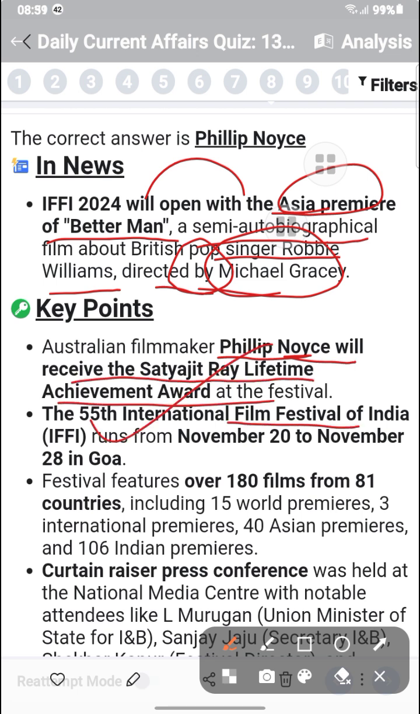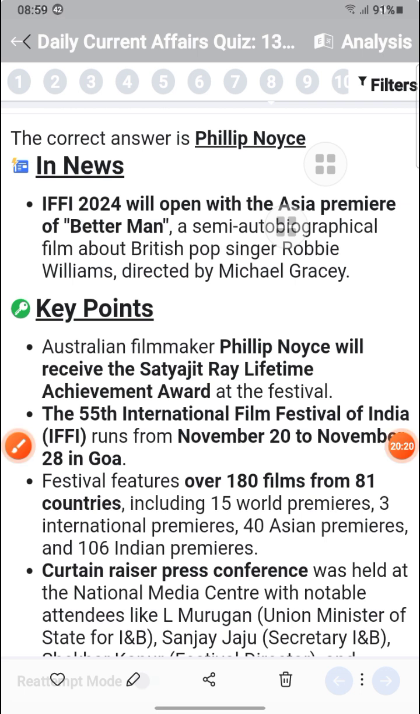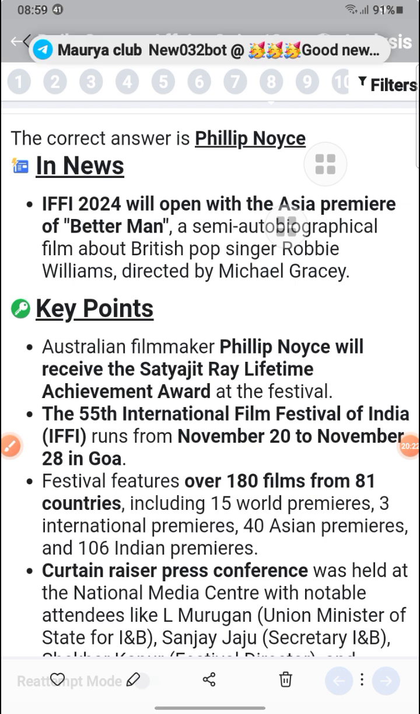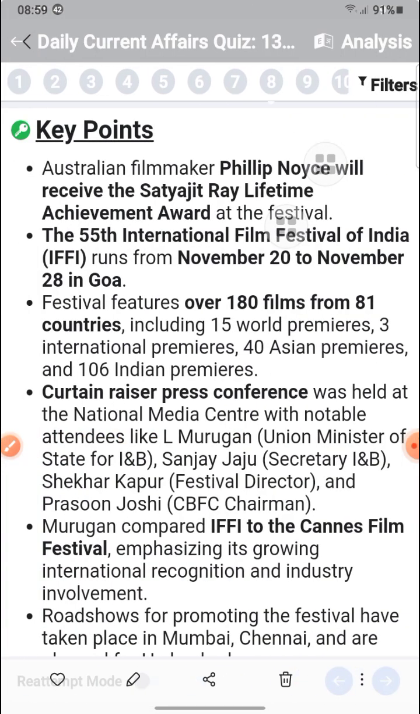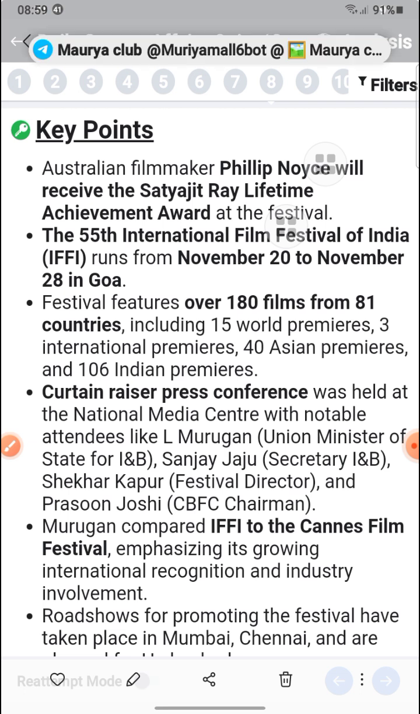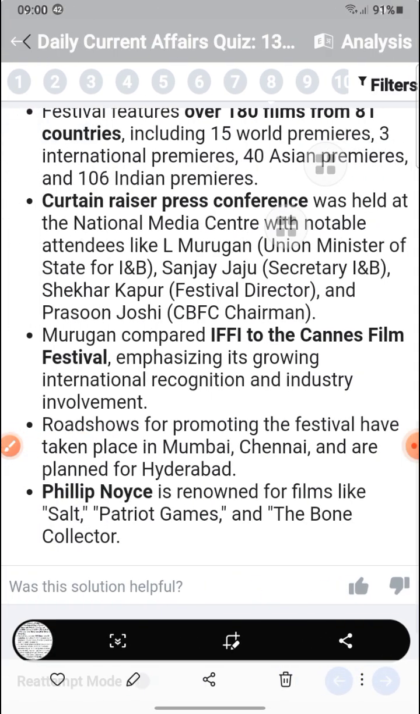The 55th film festival in Goa will feature 180 films from 81 countries, as announced at a curtain-raiser press conference at the National Media Center, with notable attendees like L. Murugan, Union Minister of State for Information and Broadcasting, and Secretary Sanjay Jaju. Murugan compared it with the Cannes Film Festival, with roadshows promoting the festival in Mumbai, Chennai, and other areas.